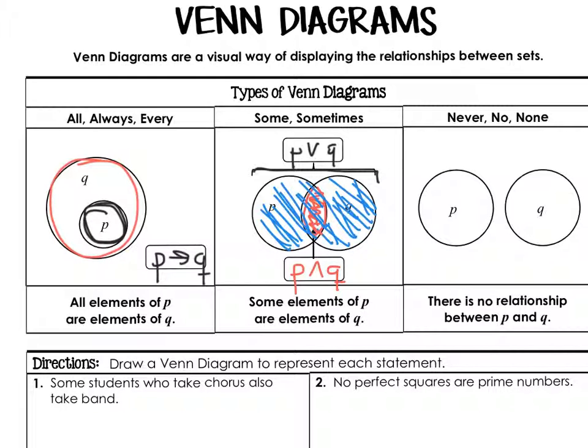And then the last diagram is P does not have anything to do with Q. There's no relationship whatsoever.